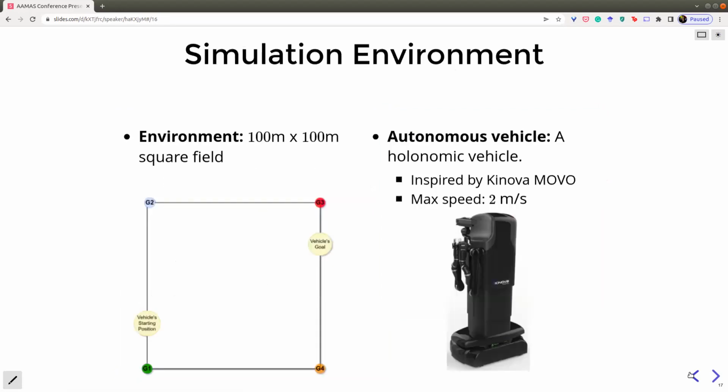For experiments, our simulation environment is a square field. The autonomous vehicle is modeled as a holonomic vehicle. Its starting position is in the bottom left half, and the goal position is in the top right half of the field. Every pedestrian is trying to go to one of the four corners of the field.